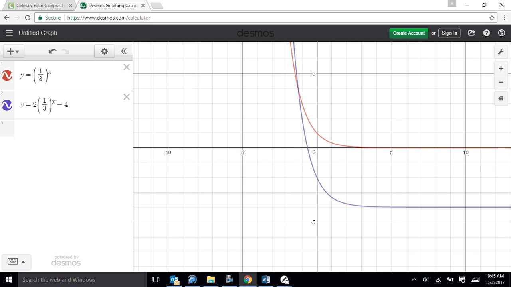So we can take any other point. Was it 1, 1/3? So we're not moving left or right. So if we take 1/3 to the -1, that gives us 3. Multiply by 2, which would give us 6. And then 6 minus 4. So the blue line should be at -1, 2.